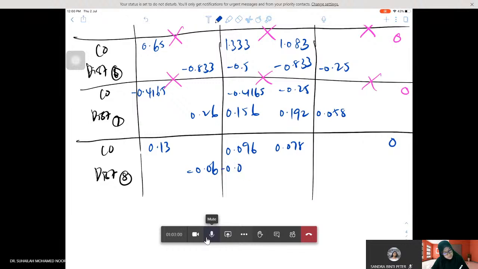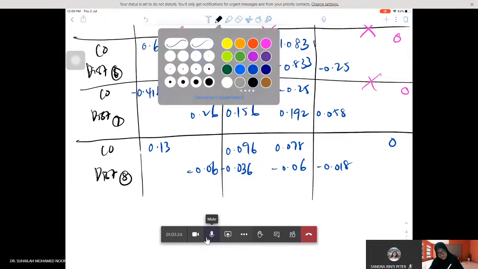Negative 0.036, and 0.078 times 0.769 is negative 0.06, negative 0.018. So this is the last one.